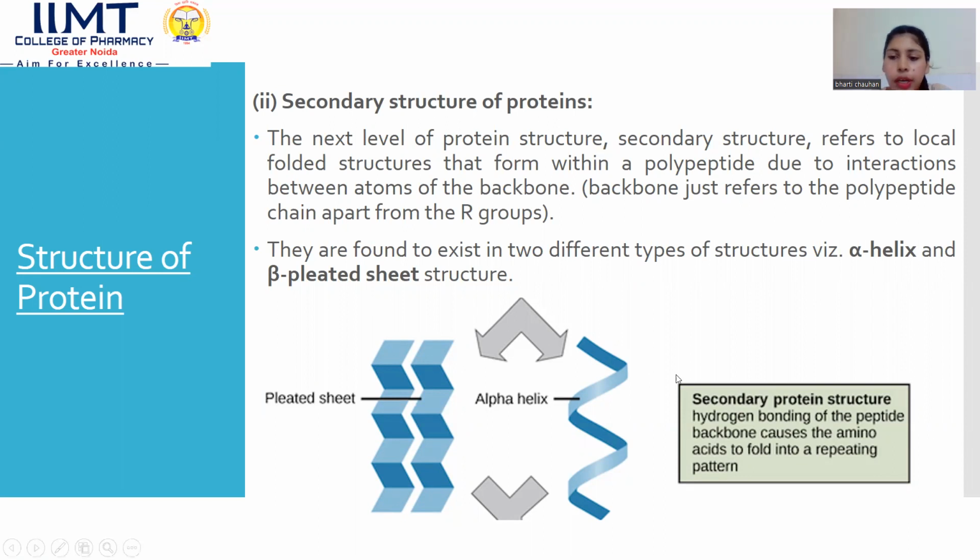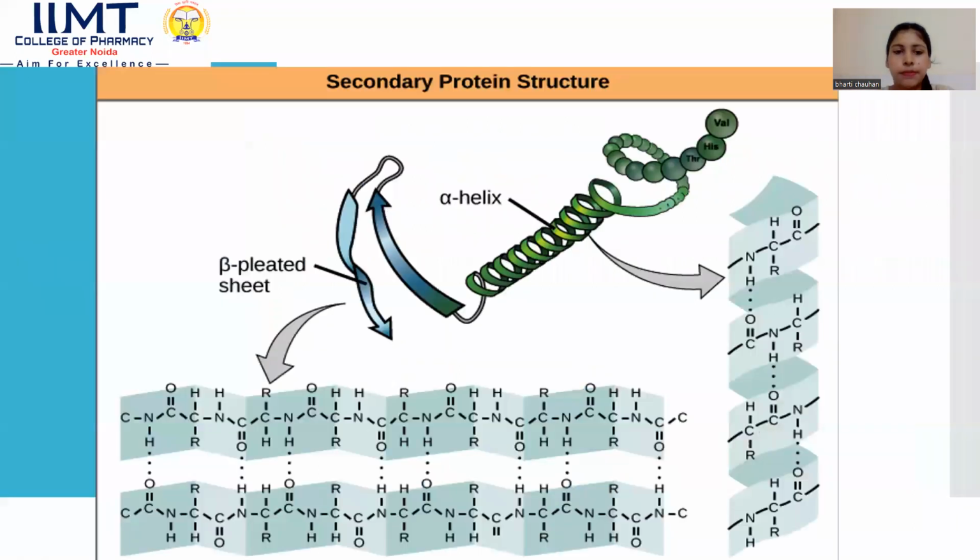There will be hydrogen bonding of the peptide backbone, which causes the amino acids to fold into a repeating pattern. There will be two shapes. The first is beta pleated sheets, like paper folding, and next is the alpha helix, this spiral structure. Okay, so these are the structures. This is the beta pleated sheet, and this is the alpha helix. The amino group and the hydrogen of the backbone are connected with each other.